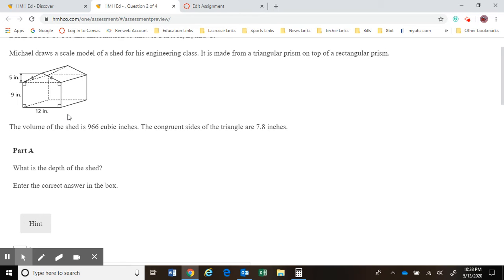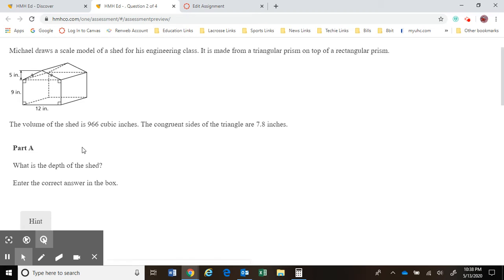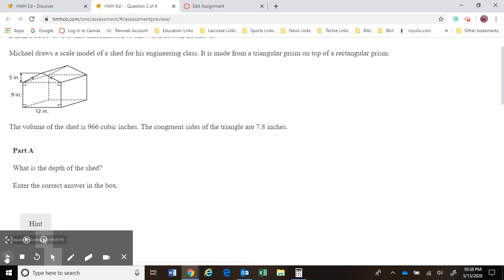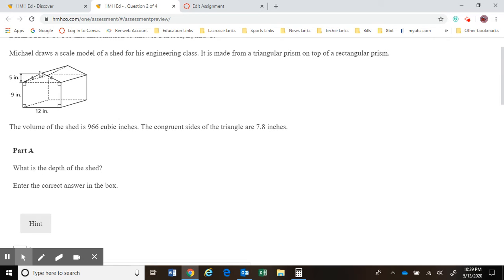Okay, I know the volume of the shed is 966. Okay, so now I've got to take the steps here to find the parts of it. So looking at this picture, I should be able to find the area of the base by combining this and combining this right here. Okay, and I know that the height of that triangle is 5 because that's what this means right here. Okay. So here we go. All right, so I know that this is 9 by 12. So 9 times 12. That's going to give me this portion right here.